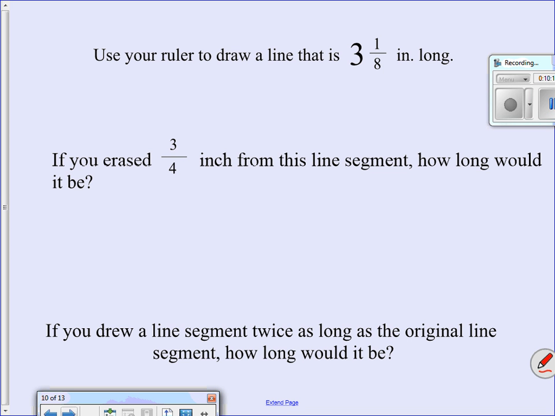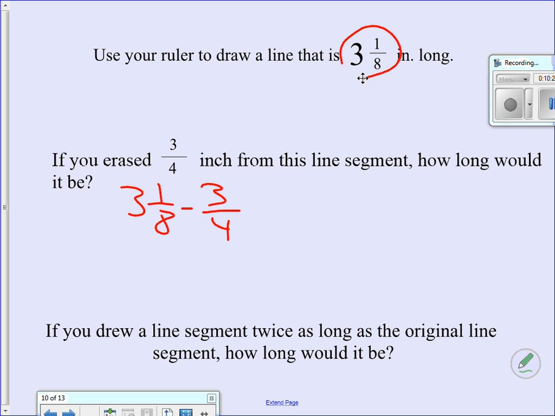Use your ruler to draw a line segment. We're not going to be drawing the line segment, but we're dealing with this number. If you erase 3/4, we have 3 1/8 minus 3/4. Subtracting here, the number on the left is larger than the one on the right. It is. Do we have common denominators? They aren't.